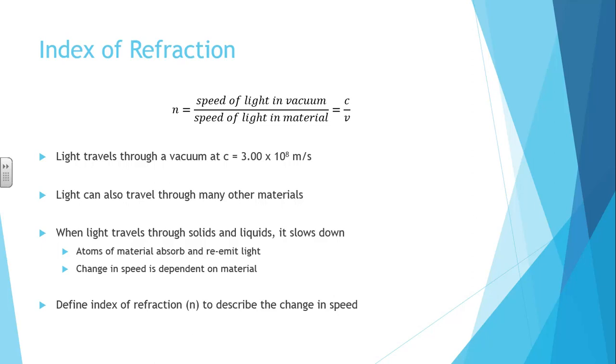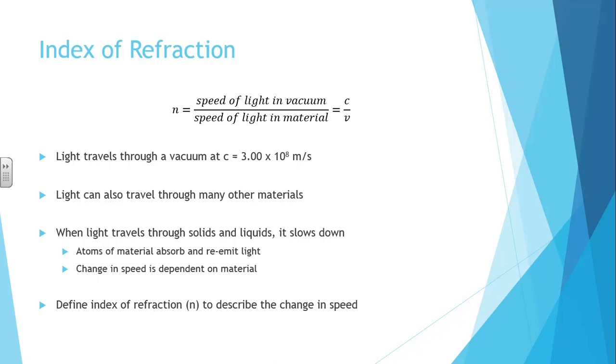Light can also travel through many other materials, and in fact, since light is electromagnetic radiation, if we were to expand it beyond visible light, other forms of electromagnetic radiation can travel through materials that visible light cannot. When light enters solids and liquids, it tends to slow down quite a bit. The atoms of that material, in order for the light to transfer through that material, need to absorb and re-emit that light, and so that ends up changing the speed at which light can travel through a material that's a solid or a liquid. And that change in speed is really dependent on lots of factors within the material.